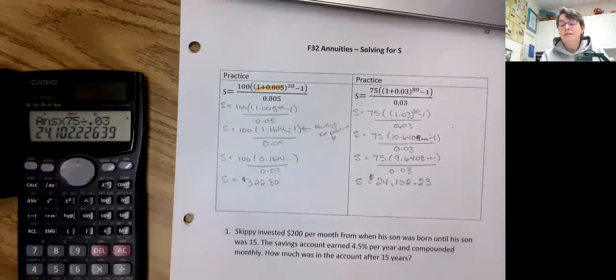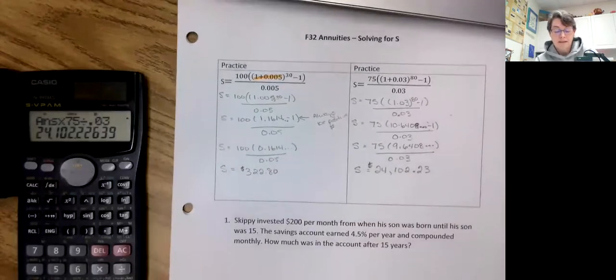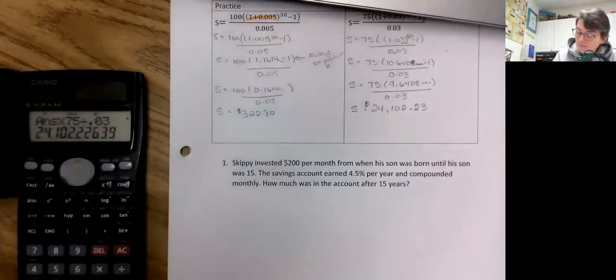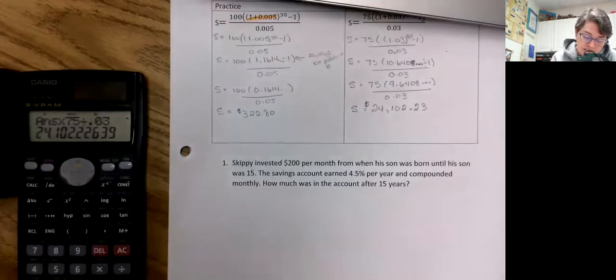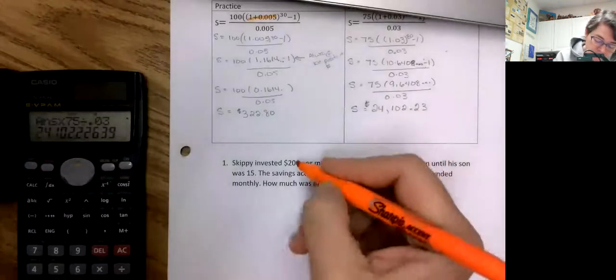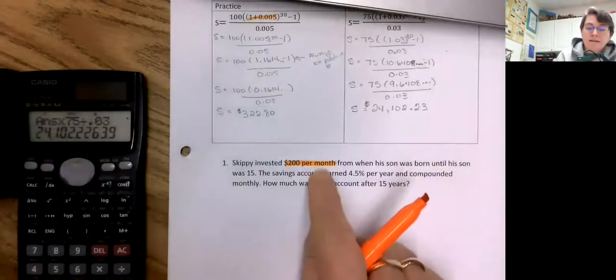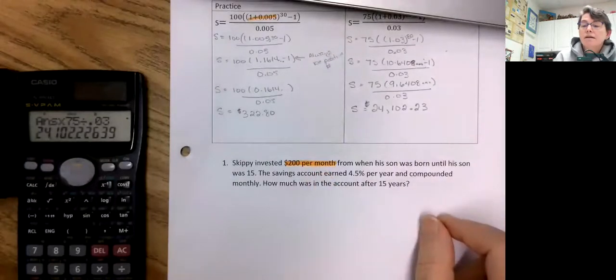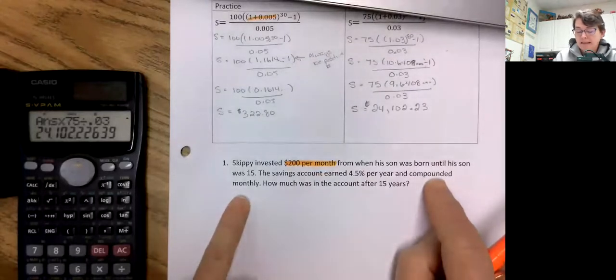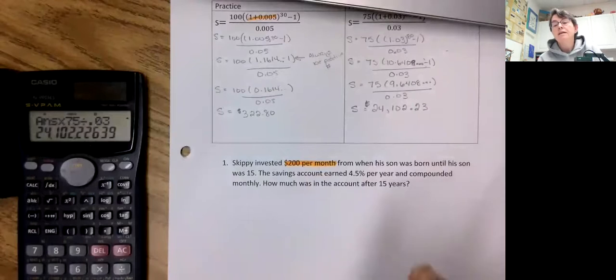Now let's look to see what it's going to look like in a question. Skippy invested $200 per month when his son was born until his son was 15. The savings account earned 4.5% per year and was compounded monthly. How much was there after 15 years? One of the keys here is seeing the per month, and that should always match your compounding period. That's a reminder that this is an annuity, not just a compound interest question.